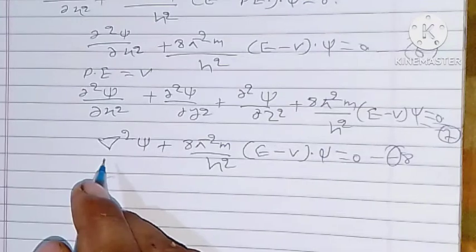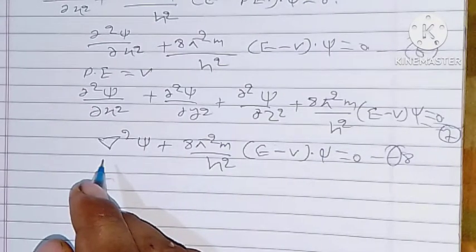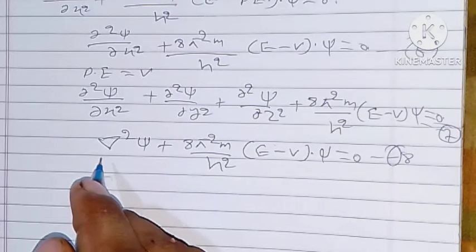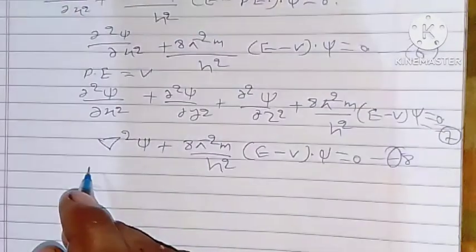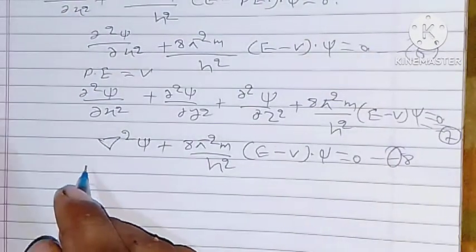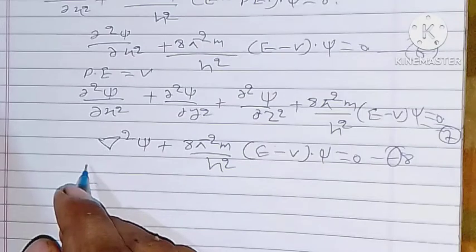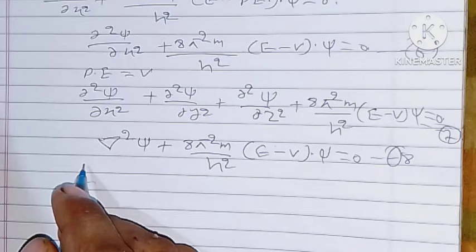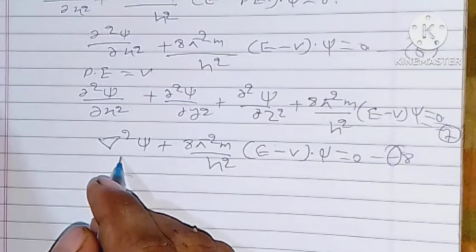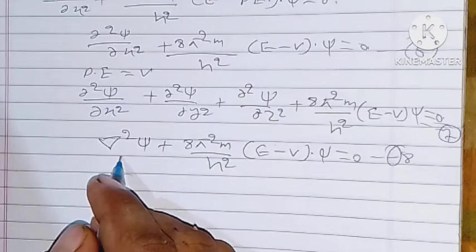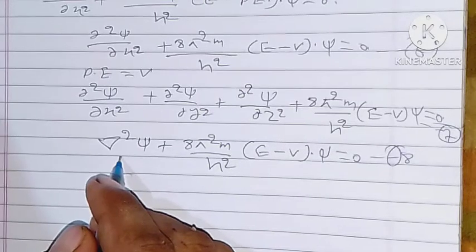Del square is the Laplacian operator: del square upon del x square plus del square upon del y square plus del square upon del z square. The solution of the Schrodinger second order differential equation gives the electron distribution in space as well as the allowed energy levels of an electron. The value of psi square for an electron at any given point gives the probability of finding the electron at that point.